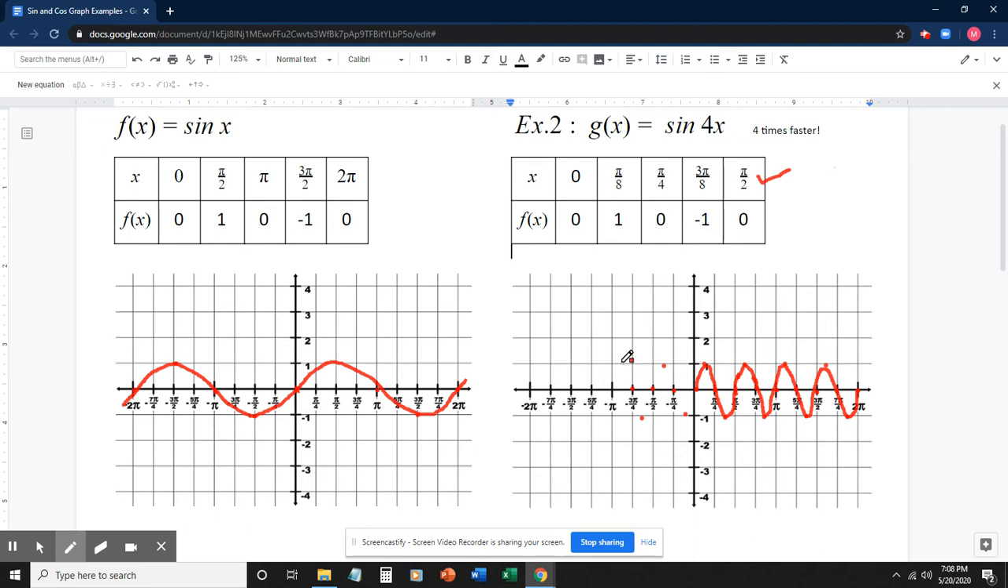And I'll let you connect those dots yourself, because that's just a pain in the butt with the mouse. So yeah, we can speed up a wave pretty easily just by putting a number in front of the x. Okay, so that's our second transformation.